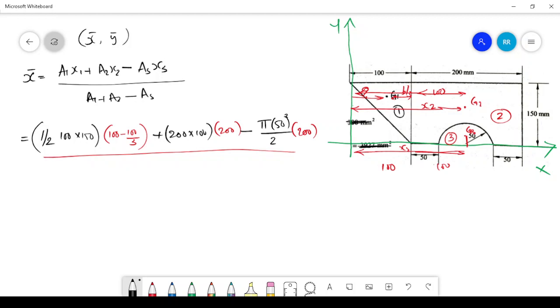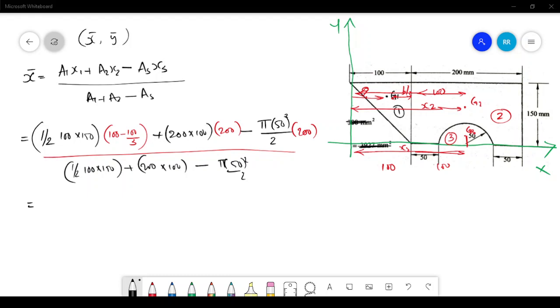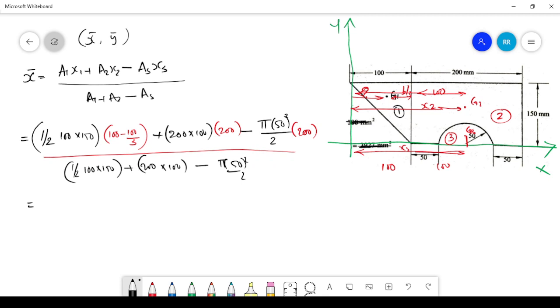A1 will be the whole, this value 100 into 150, plus 200 into 100, the area of the rectangle, minus pi r square by 2. This will be the value of x bar. After calculating this, x bar should be around 150 mm or 150.2 mm. The unit is mandatory, because the units of the values are given.